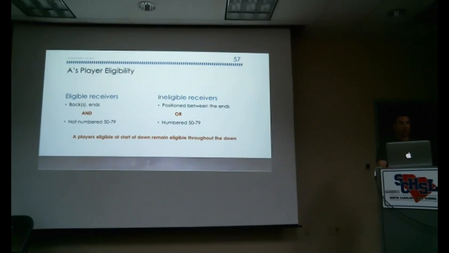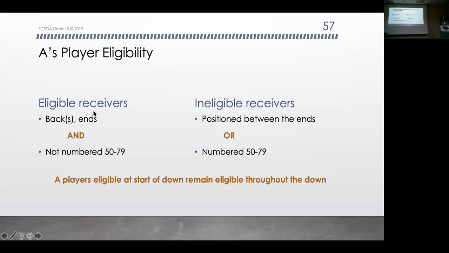A player eligible at the start of the down remains eligible throughout the down. This typically comes up with illegal participation. But just remember that player is eligible throughout the down. So if you're eligible at snap, nothing can happen to you to make you ineligible. All A players become eligible after B touches a forward pass.